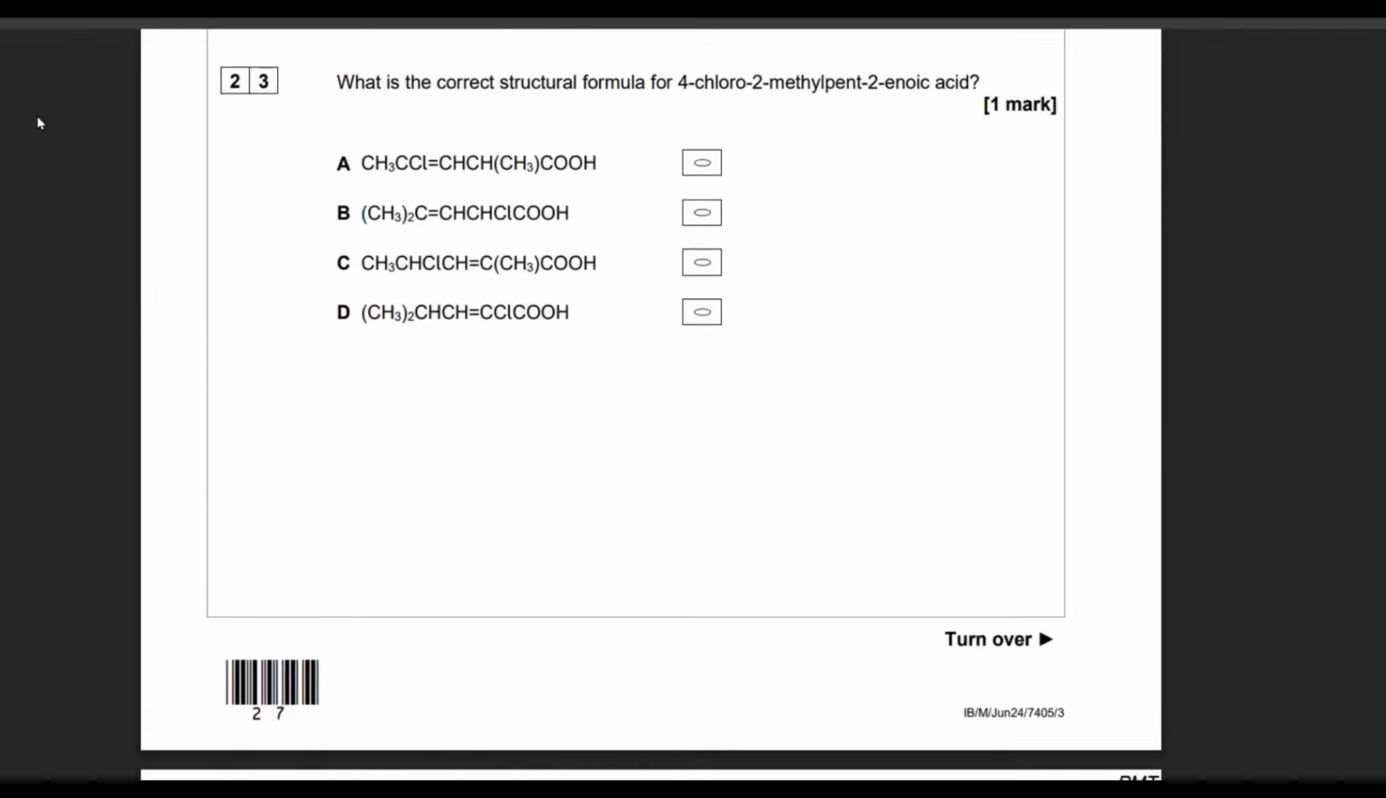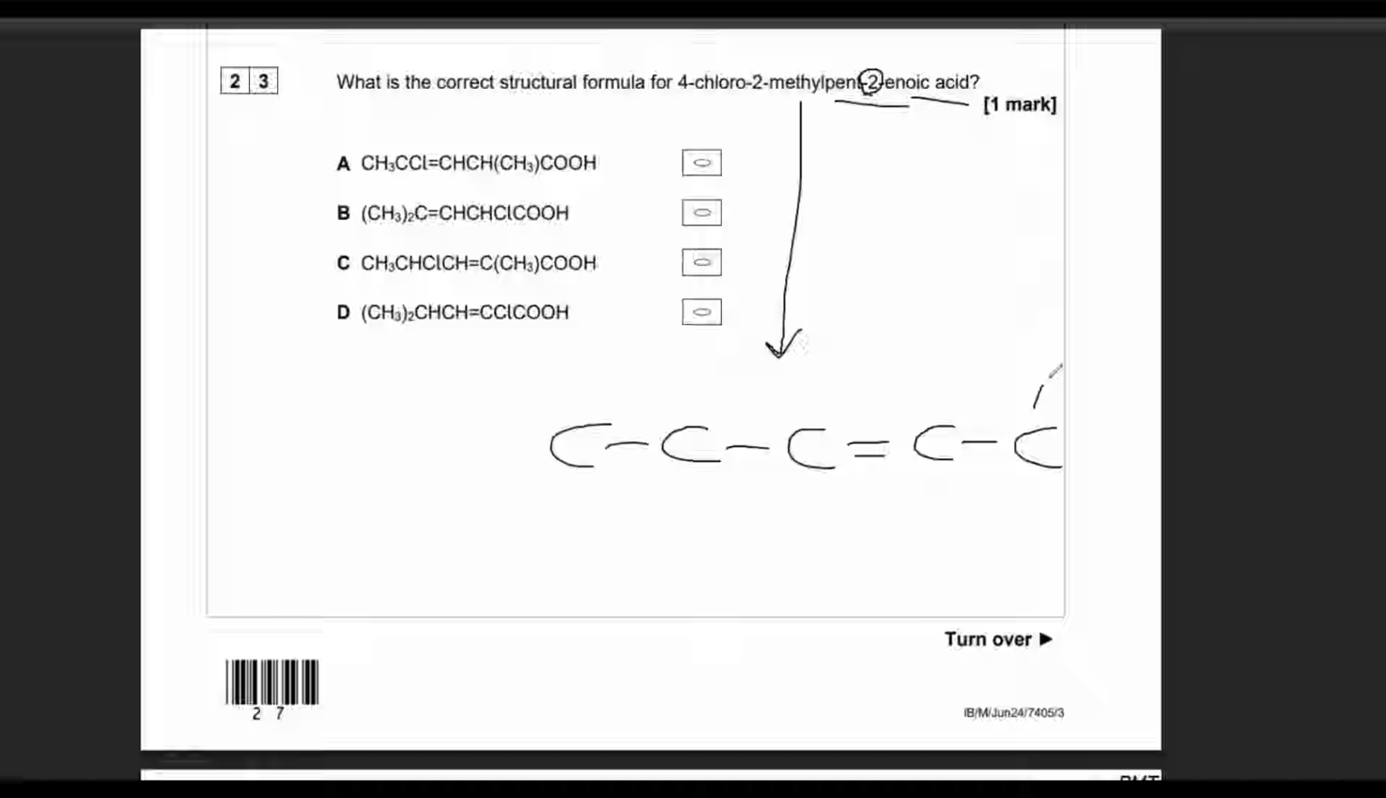What is the correct structural formula for 4-chloro-2-methylpent-2-enoic acid? So what we want to do here is draw the displayed formula of this out, and then from that, convert it into the structural and then try to match it up with either A, B, C, or D. Why don't you scribble out the displayed formula on a bit of paper, have a go, pause the video and do that, and then see if you can match it up to the right one.